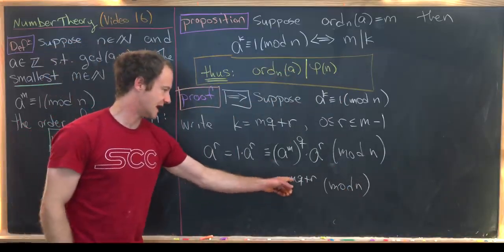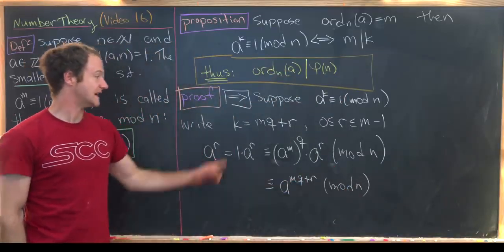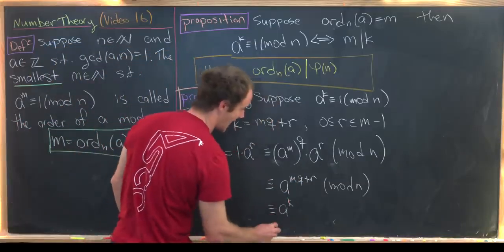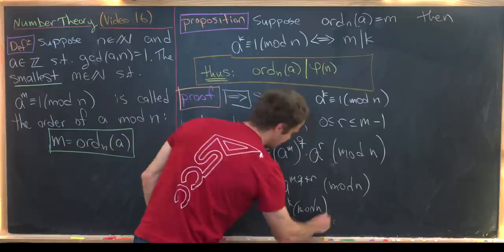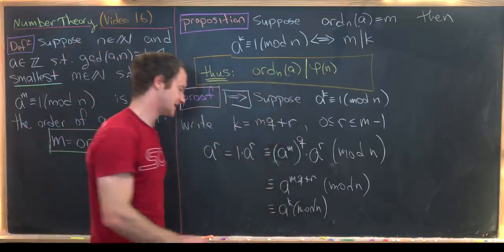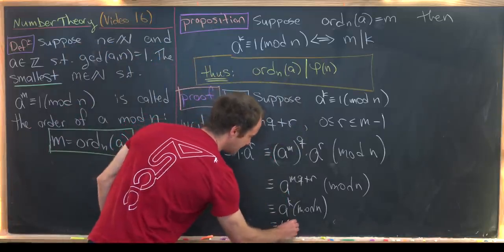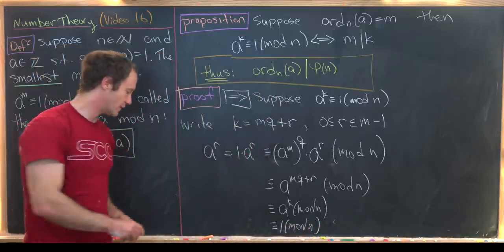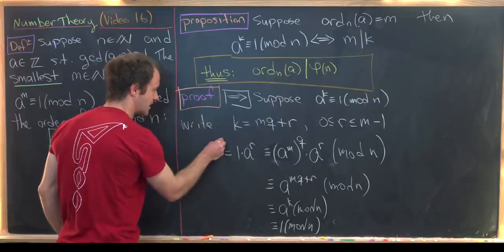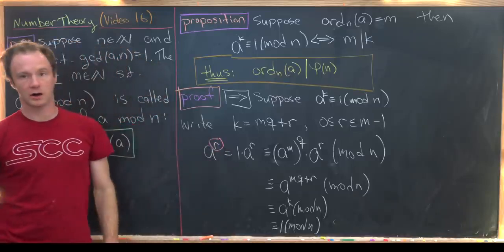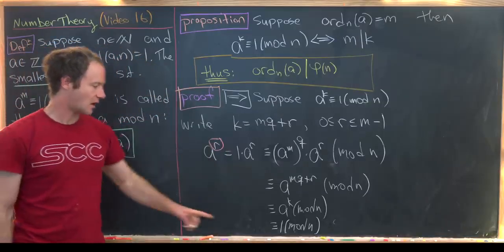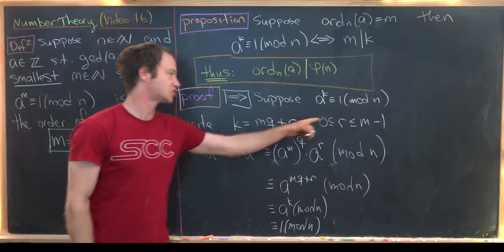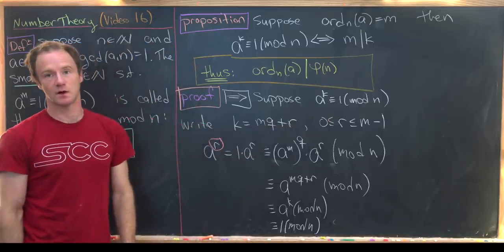But now notice that mq plus r is exactly k. So we have that this is equal to a to the k mod n. But let's recall that our assumption was a to the k was congruent to 1 mod n. So we have this is 1 mod n. So what have we done? We found an exponent here, namely this exponent r, so that when we raise a to the r, we get 1 mod n. But this r is strictly less than m minus 1.